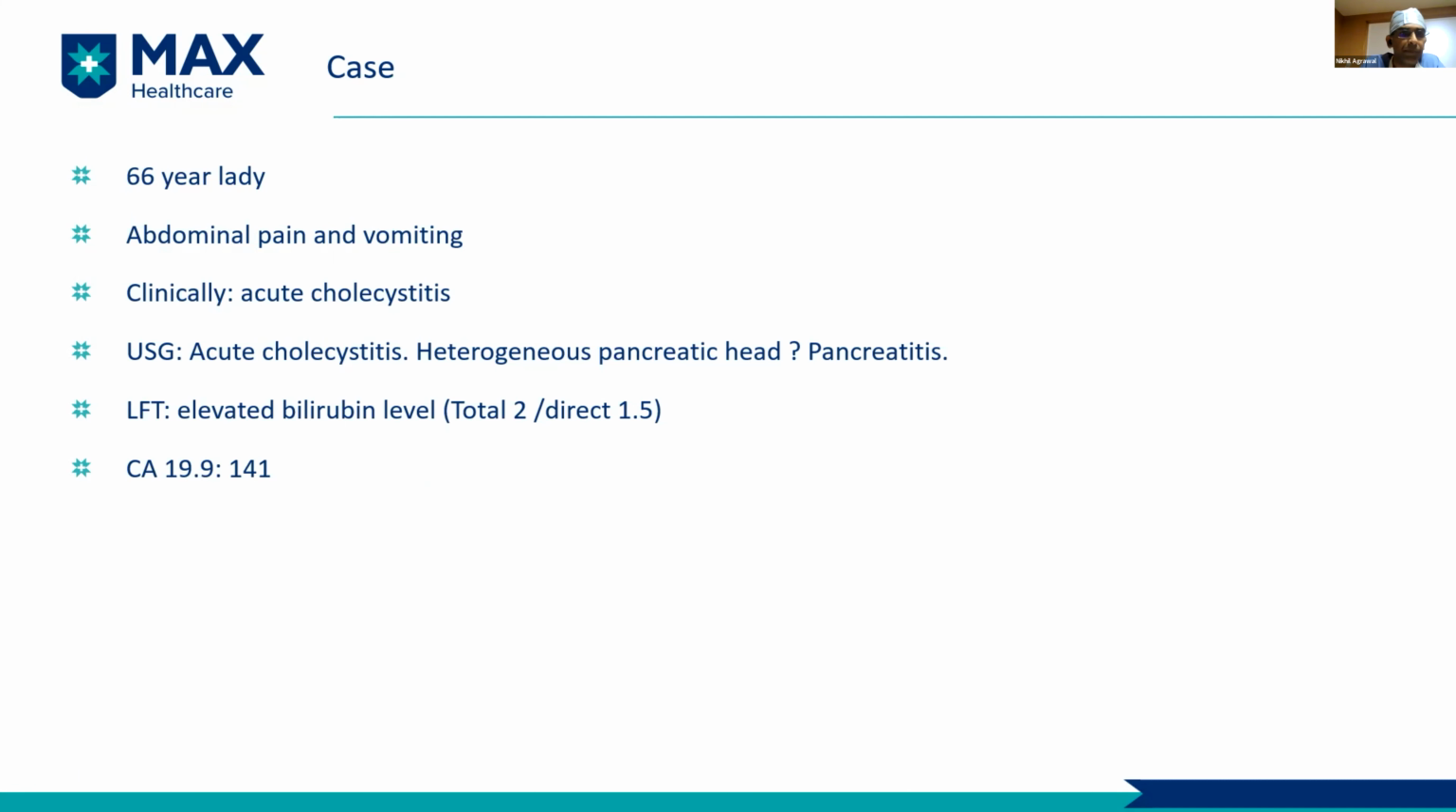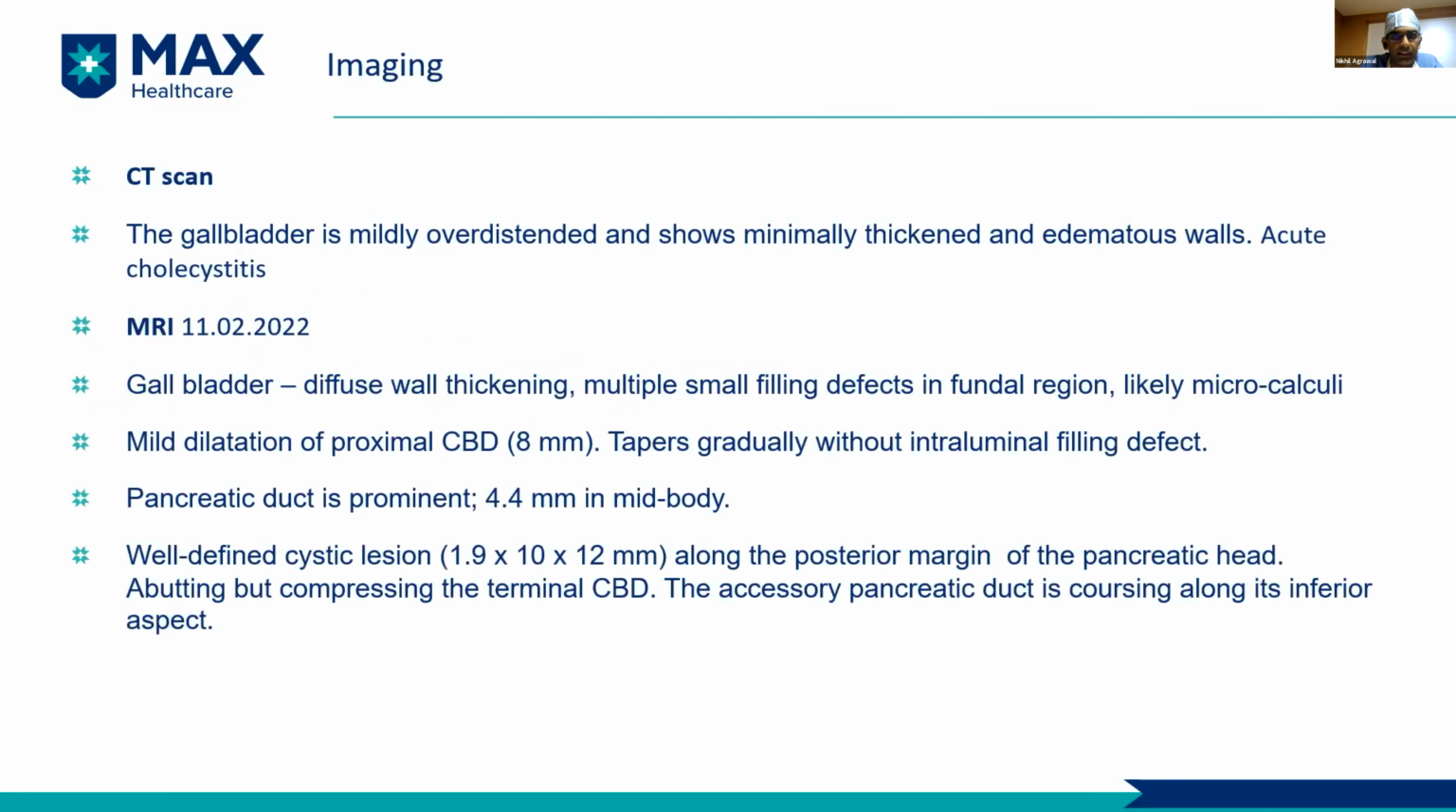We are at 8:15. So a 66-year-old lady presented with clinical features of acute cholecystitis. Ultrasound showed acute cholecystitis, and there was something in the pancreatic head. They said pancreatitis, and LFT had mildly elevated bilirubin, and CA 19.9 was 141. She underwent a CT scan. CT scan didn't show much. It was suggestive of acute cholecystitis.